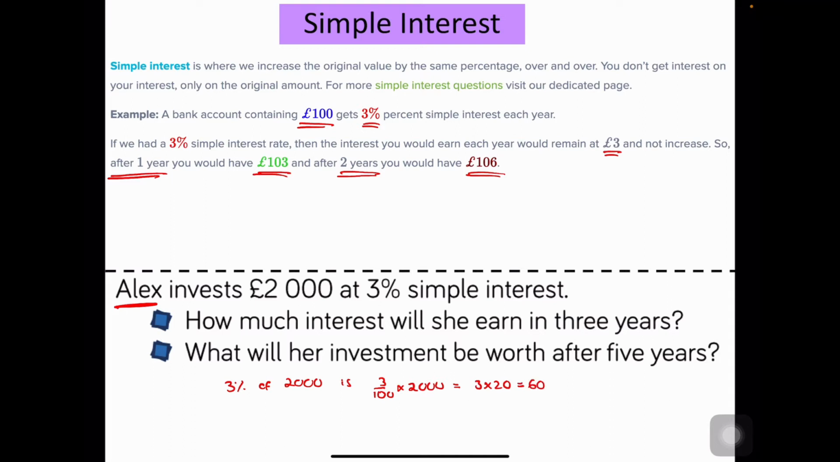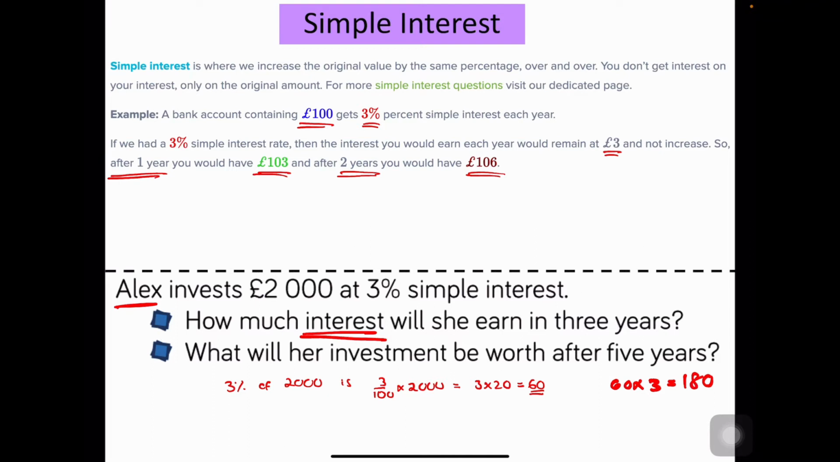So each year the amount of interest is £60. How much interest will she earn in 3 years? Now this question just asks for the interest. It doesn't ask for her total amount. So in terms of how much interest she will earn in 3 years, you just have to do 60 multiplied by 3, which gives you £180 of interest.